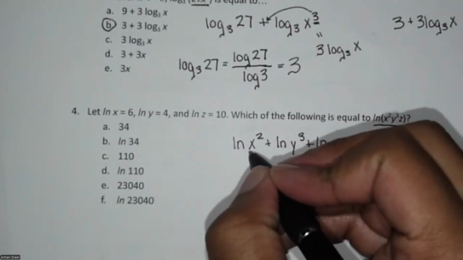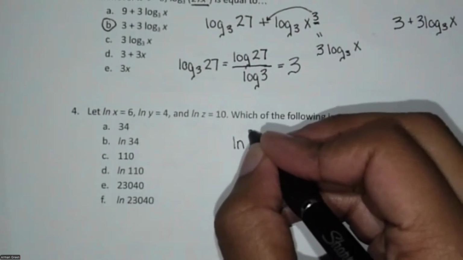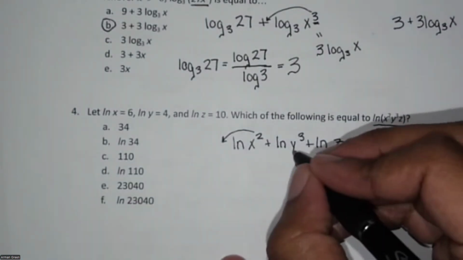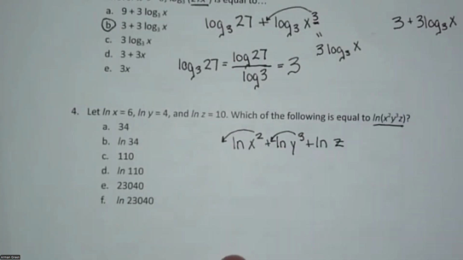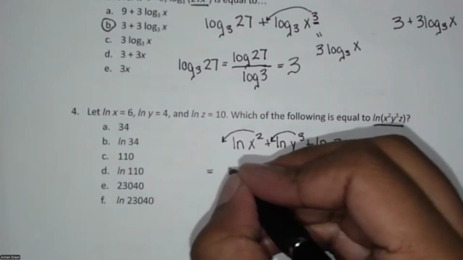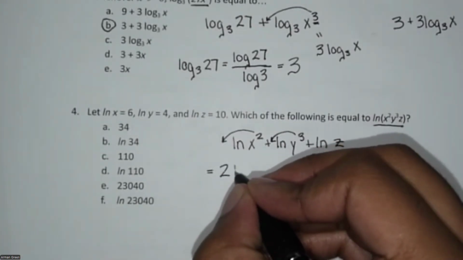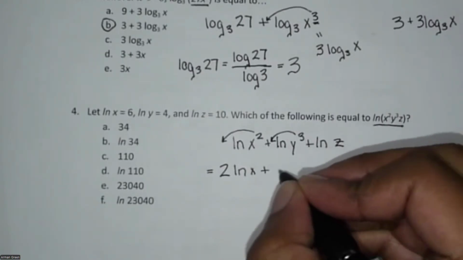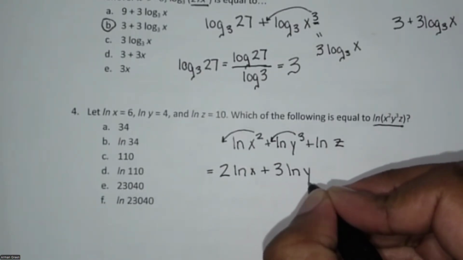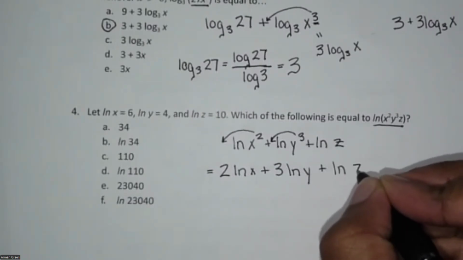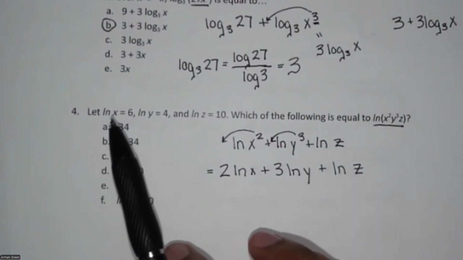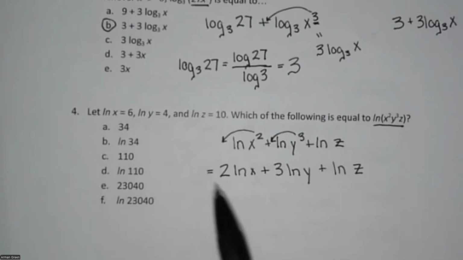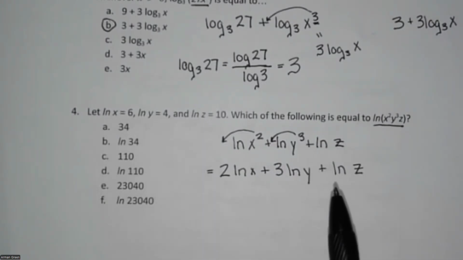Now, this first natural log has an exponent, which tells us to move it to the front. The second one also has an exponent of 3, so we're going to move that to the front here. So really what we have is 2 times the natural log of x plus 3 times the natural log of y plus the natural log of z. Now, we are not done with this problem yet. Now, we're going to use these pieces of information that we started with to help simplify this even further.